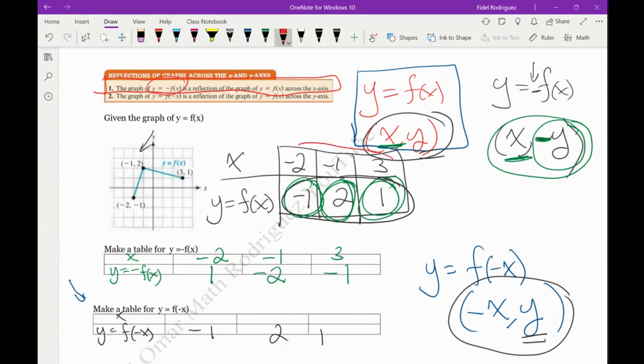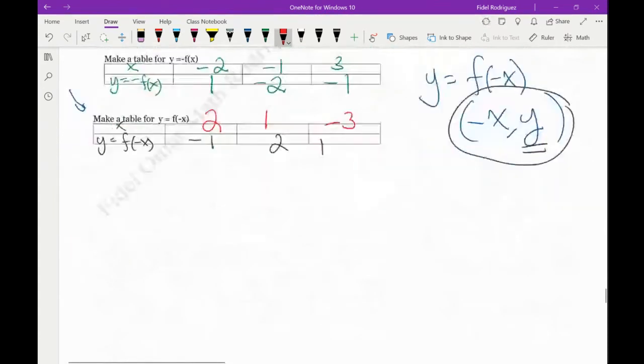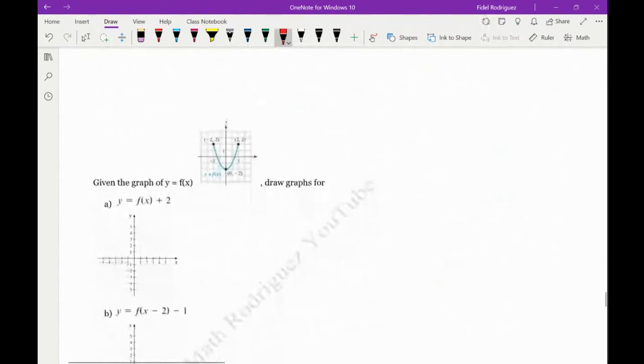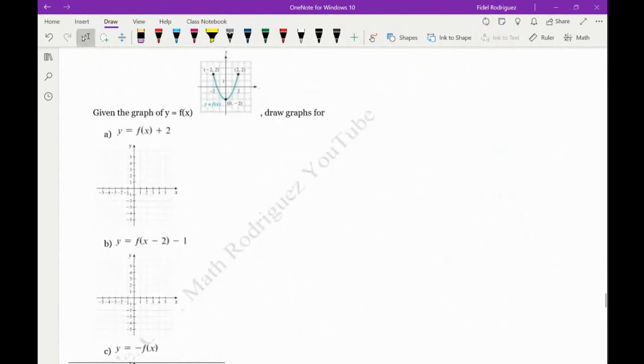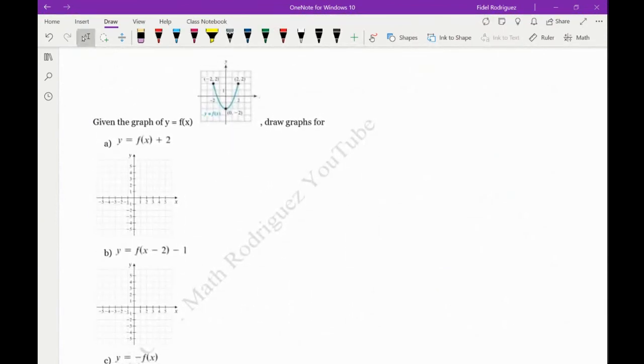What I am going to do, though, is change the signs of these. So that becomes a +2, a +1, and a -3. And now my table is done. Okay. So let me keep moving along here, and we'll play the same kind of game. So this is just kind of like reviewing, figuring out how do I do each of these.